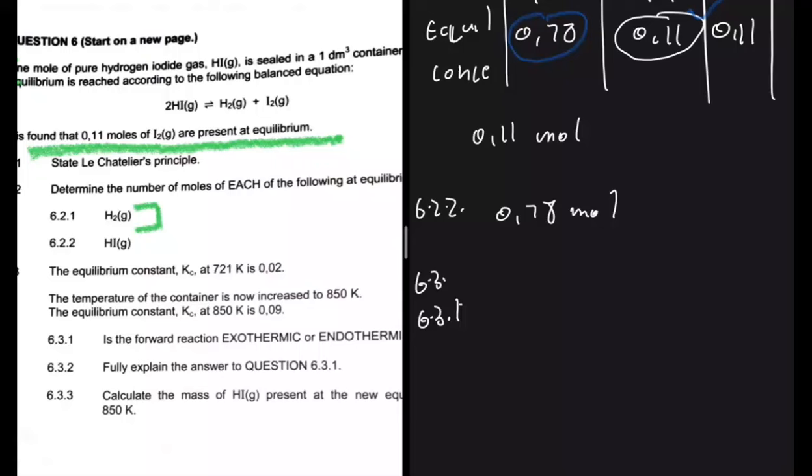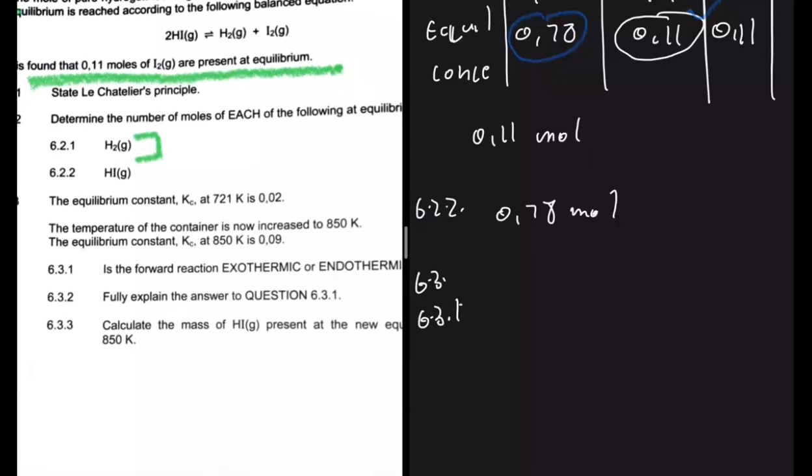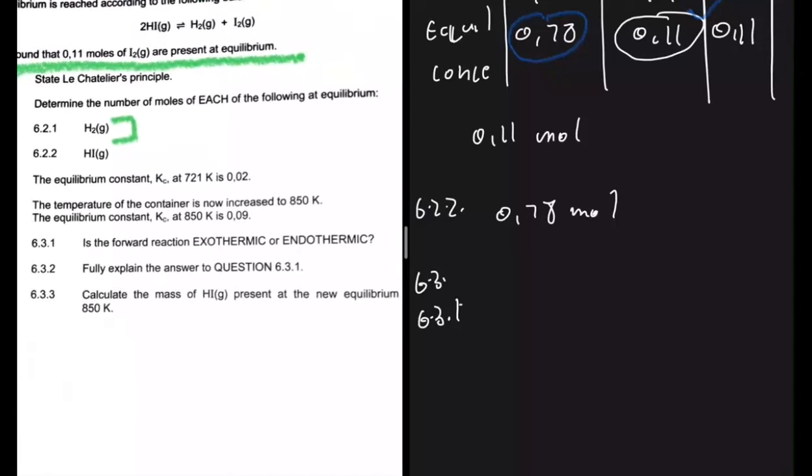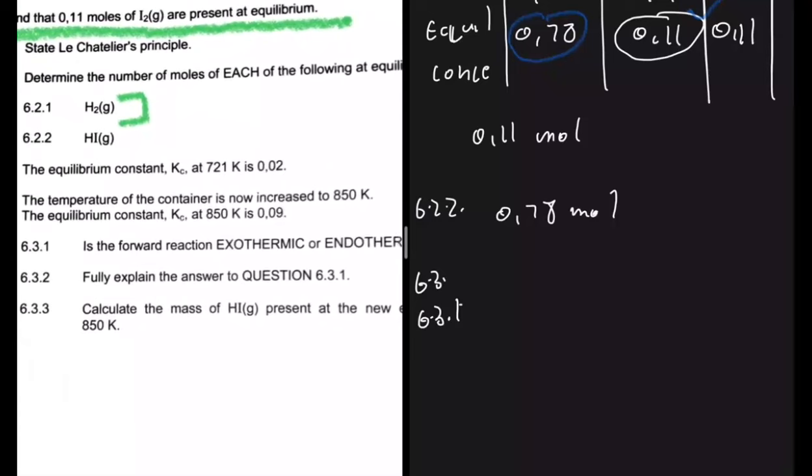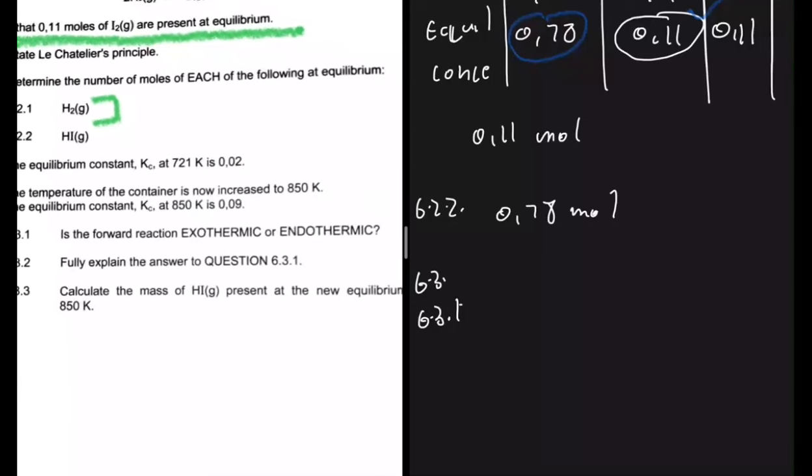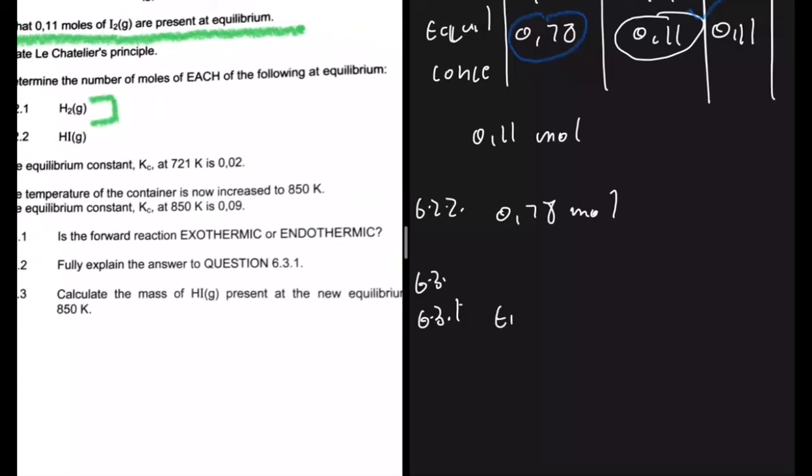6.3.1. The equilibrium constant Kc at 721 kelvins is 0.02. And then the temperature of the container is now increased to 850 K. The equilibrium constant Kc is now 0.09. So it has increased with an increase in temperature. What does that mean? Let's go ahead. So the first question is, is the forward reaction exothermic or endothermic? It is endothermic.